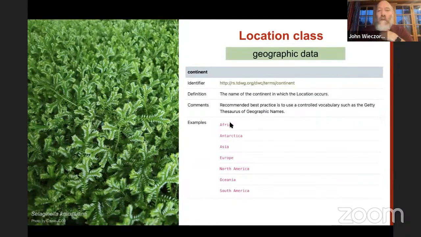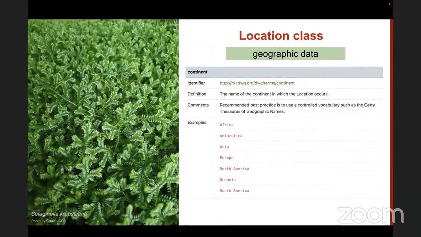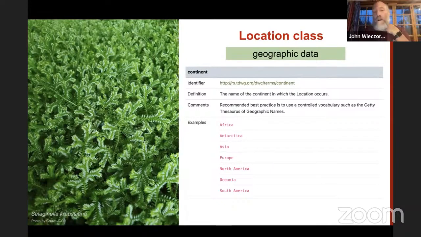The first of the terms in the geographic data, the highest level or most broad term, is the continent. And in this case, what we have is an expected controlled vocabulary. If you look at the examples, you can see a list of 7 terms. And those are the ones we ideally like the continent field to be filled with.